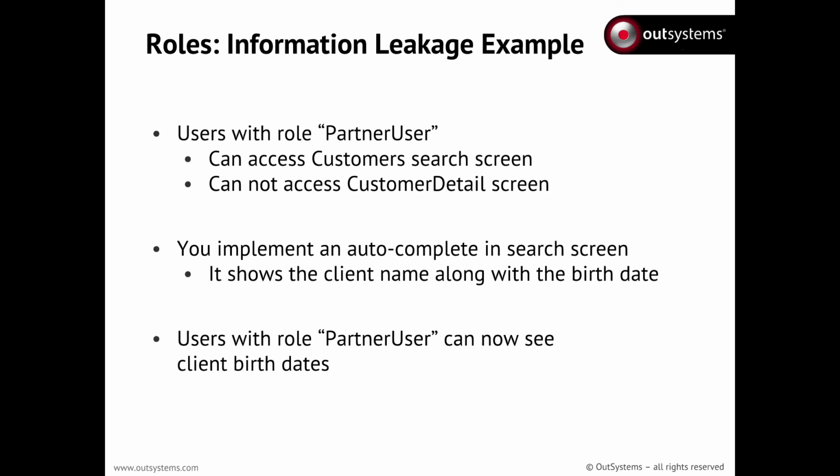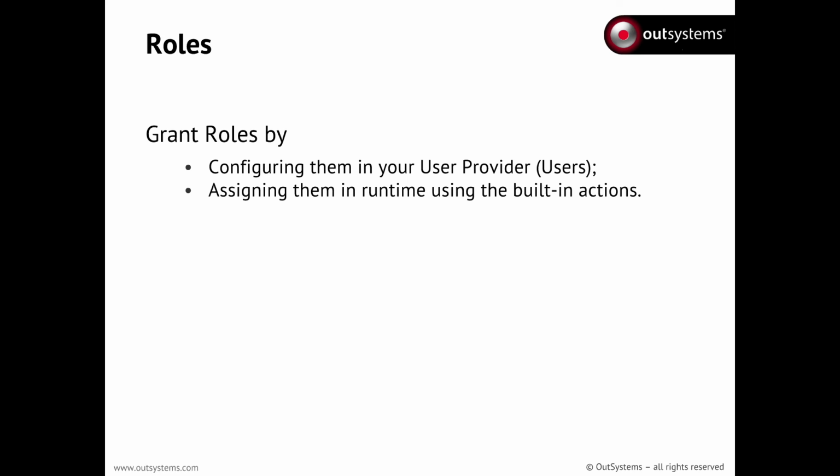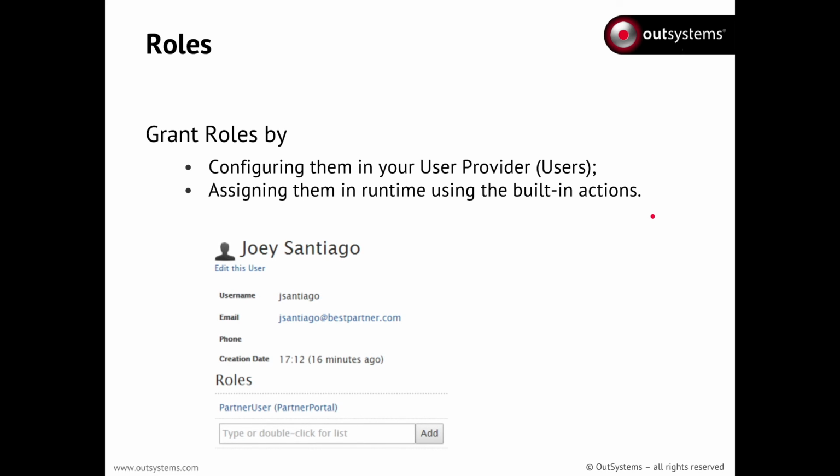You need to follow carefully the best security practices and the potential security breaches that you find on your systems, and pay attention to those by investing as much time as is adequate on your application. So, coming back to roles, how do we grant roles? You grant them by configuring them in your user provider, which is the Users application, and then assigning them at runtime using the built-in actions, which you can also do with the grant role and revoke role actions that we've seen previously, which are automatically created for the roles that you create.